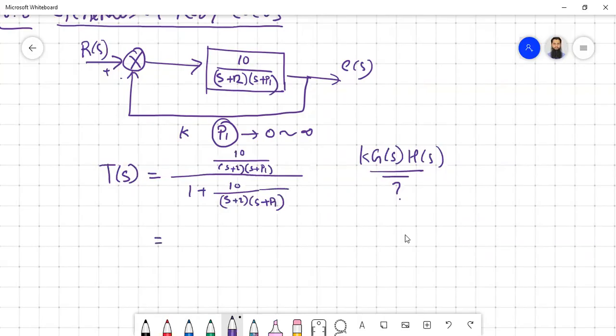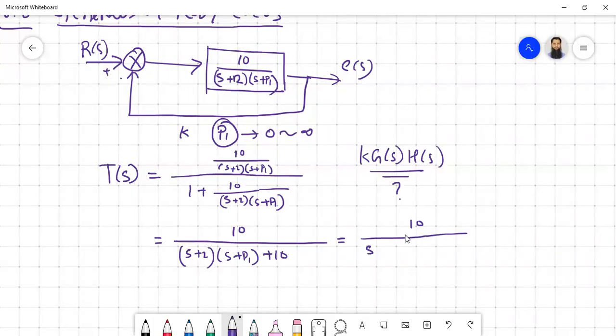Okay, so if you simplify, then 10 divided by (s + 2) into (s + p1) + 10. What it is going to look like is 10 divided by s square plus twice s, then you can just take common of the p1, you just multiply with s plus 2, because the whole idea is to separate the contents of p1. So whatever the parameter is multiplied with the p1, those has to be isolated from non-p1 terms.